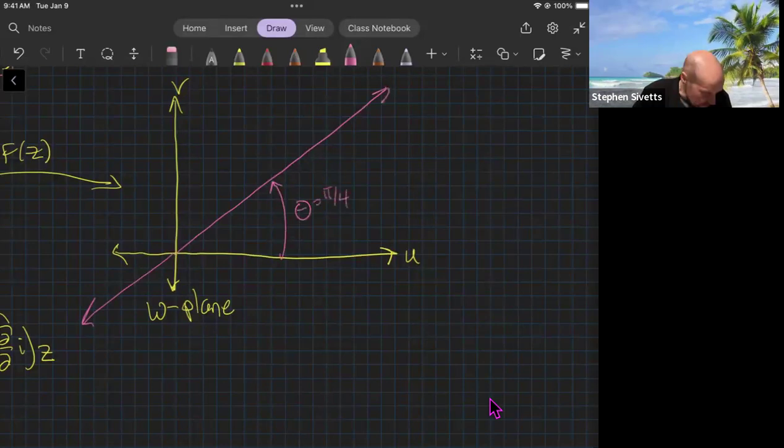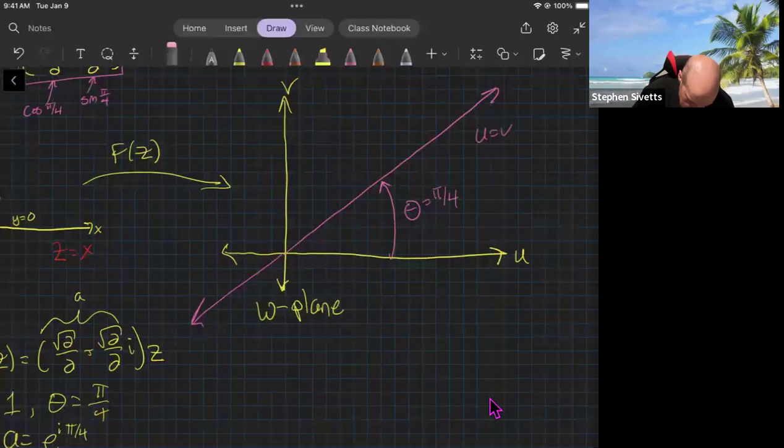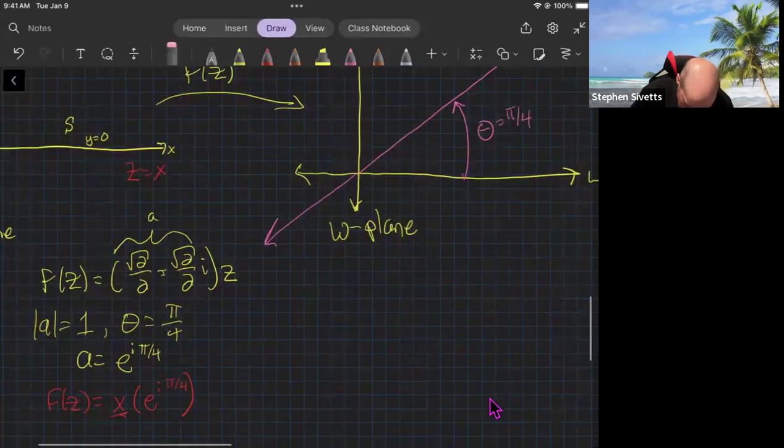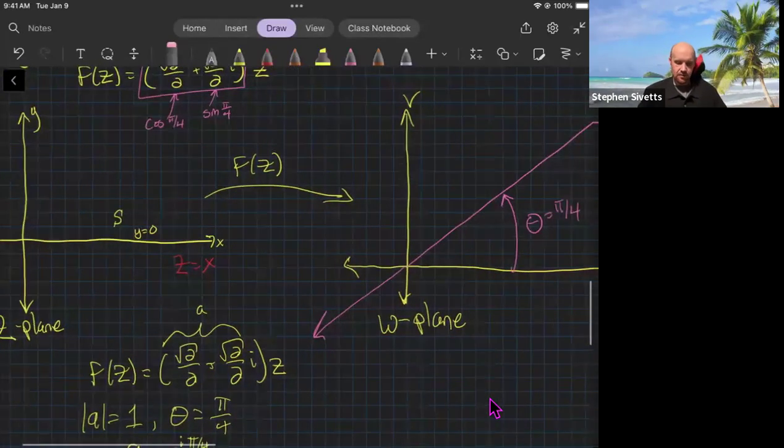All right. So this will constitute the line u equals v at pi over 4. Okay. So actually it's negative, so yeah, it'll constitute a line. Okay, so hopefully that made sense. So this is S prime.